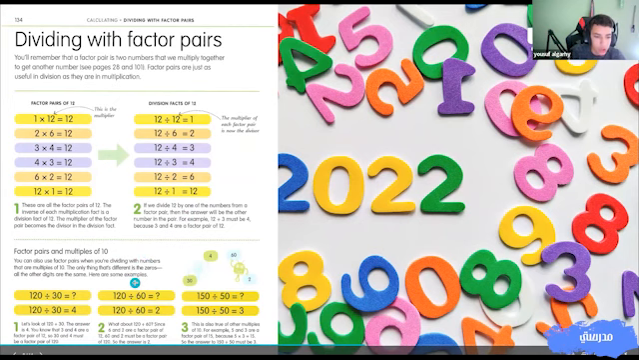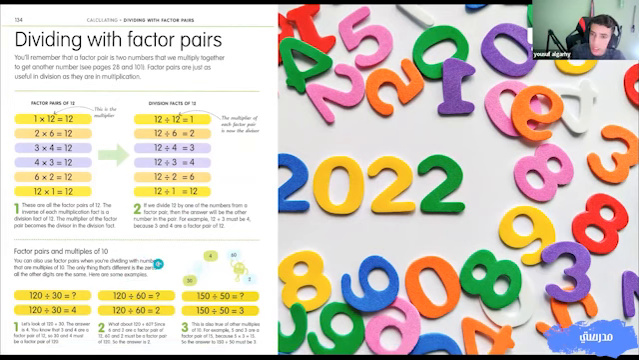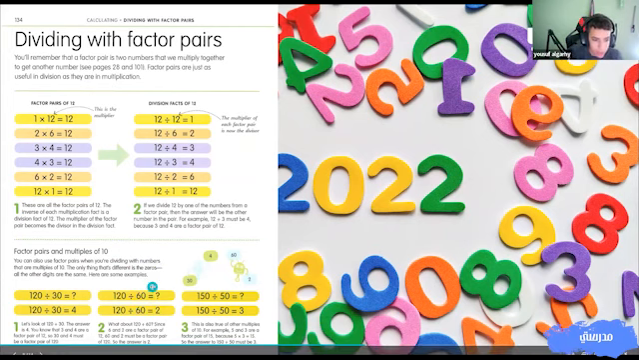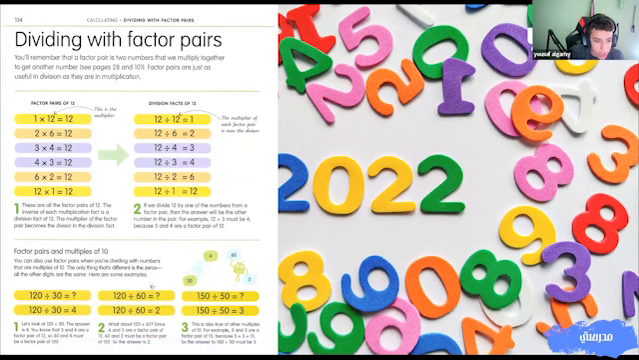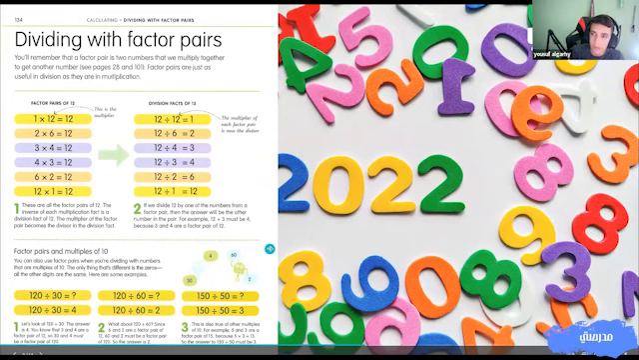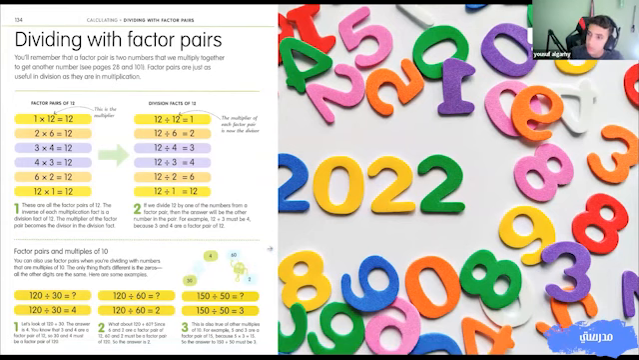So let's do this one now. 120 divided by 60. Does anybody know what that equals? 2. All right, good job. Yes, 120 divided by 60 equals 2. So 60 and 2 must be a factor pair of 120. And then for our last one, 150 divided by 50. Does anybody know that one? 3. Yes, good job. The answer is 3.